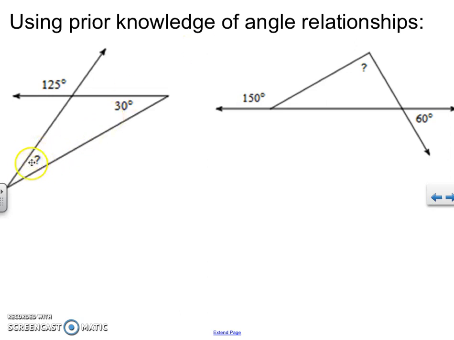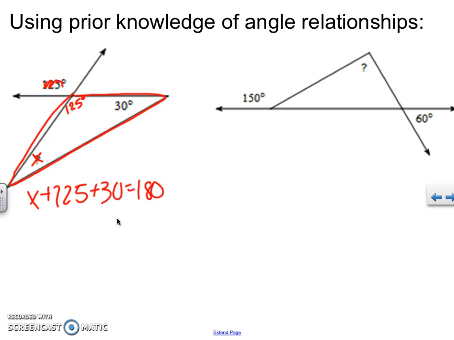Okay, so I'm looking for this question mark in the bottom right. However, I can't have two missing angle measurements. So with that 125, I know it's a vertical angle, so I can actually bump it in here and use it within my triangle. So now I have a triangle that I know equals 180, and I have one angle missing. So I can say x plus 125 plus 30 equals 180. Or do 180, subtract those two angles. So when you do that, you should get 25.